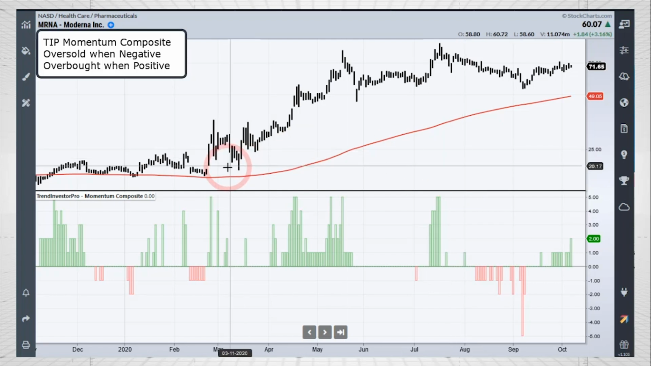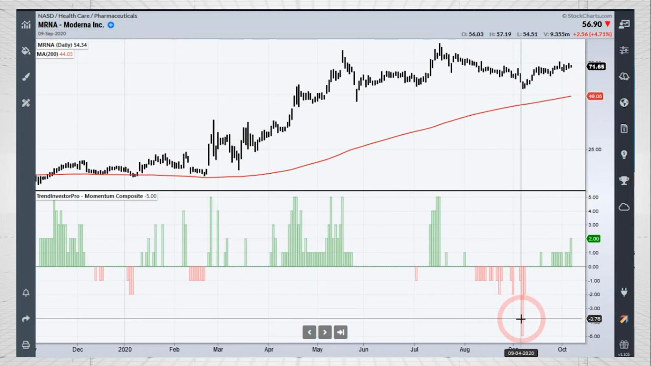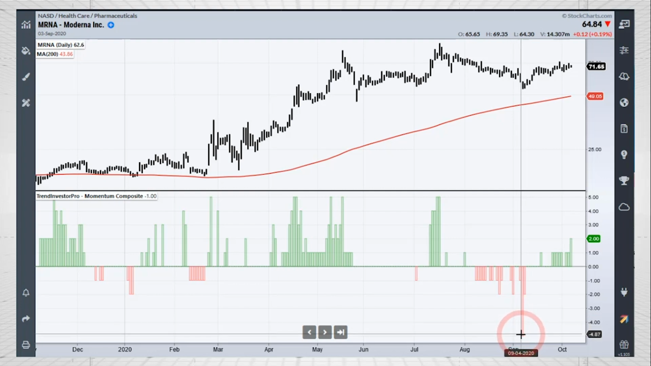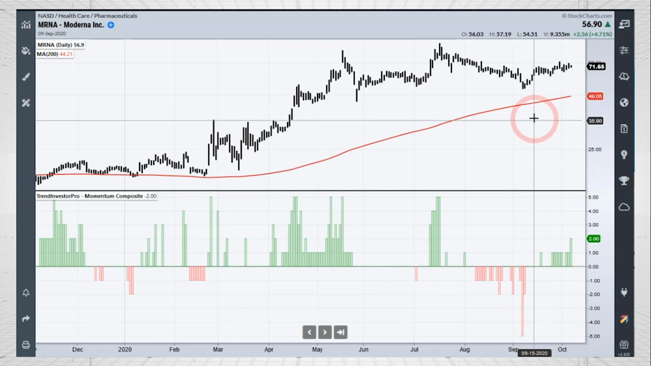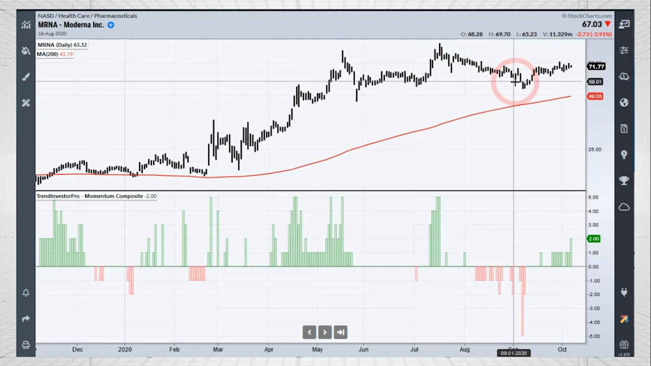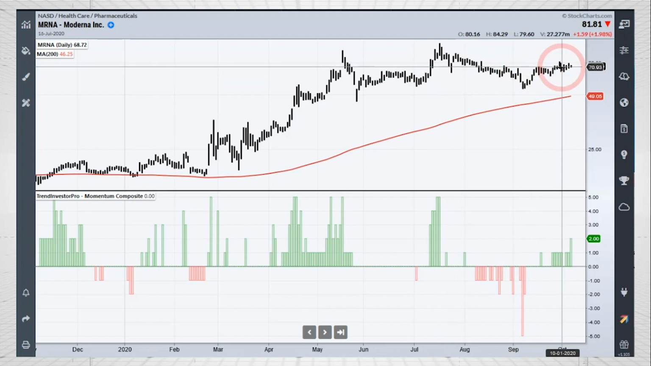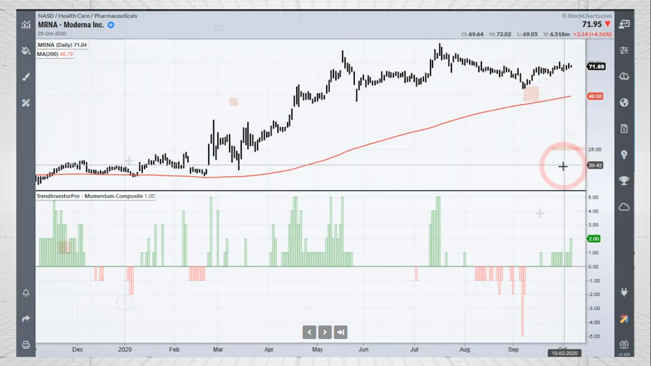This is Moderna. And there you can see the rising 200-day. And there you can see the oversold, the Momentum Composite hit -5. All 5 indicators were oversold, and you're above the 200-day moving average. That is a unique oversold condition. And you can also see kind of a falling channel and a bit of a breakout working there.